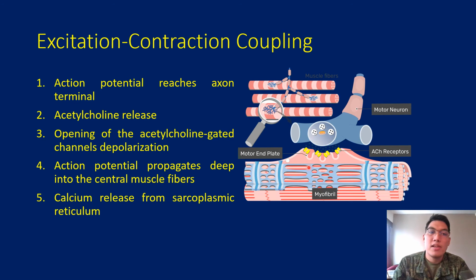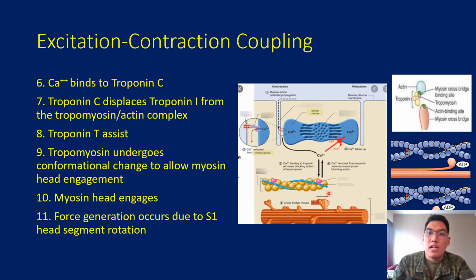If there's enough depolarization, an action potential will be produced and propagate deep into the central muscle fibers with the help of your T-tubules. Calcium will be released from the sarcoplasmic reticulum. Calcium will then bind to your troponin C, and troponin C displaces troponin I from the tropomyosin-actin complex.